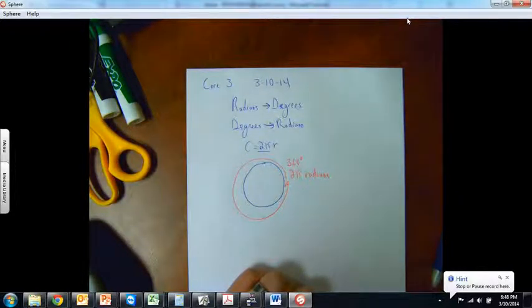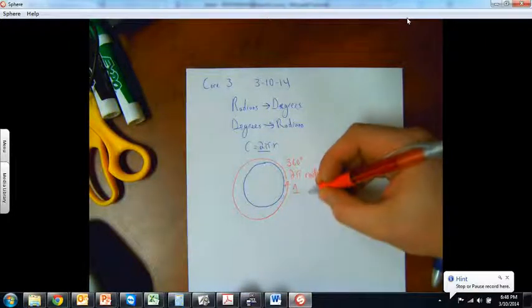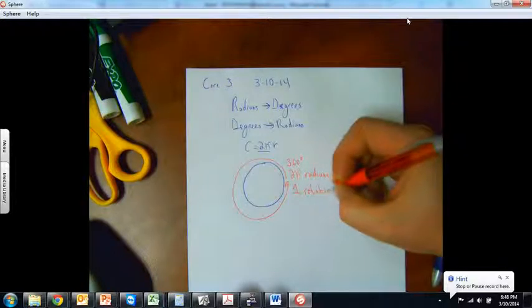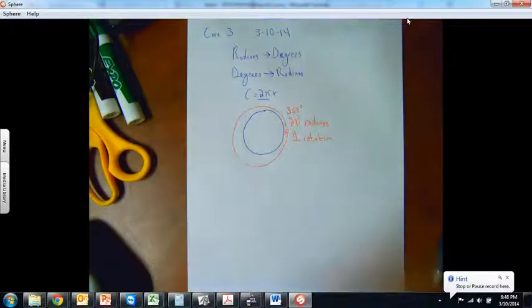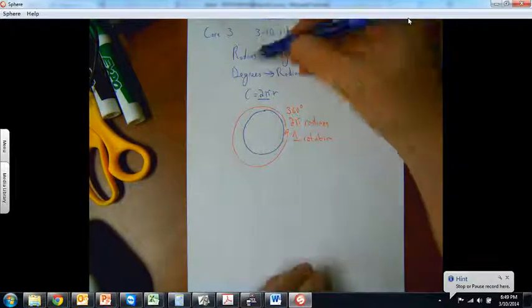Now, that is for one rotation or revolution. What we want to look at is how to convert between them. So to go from degrees to radians, let's take a look at that.